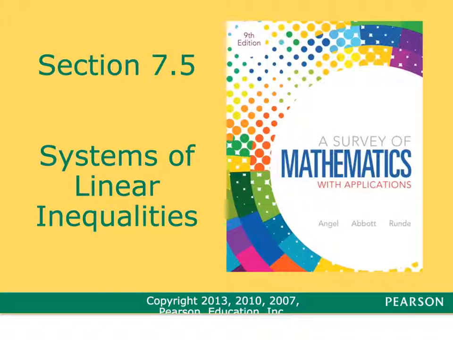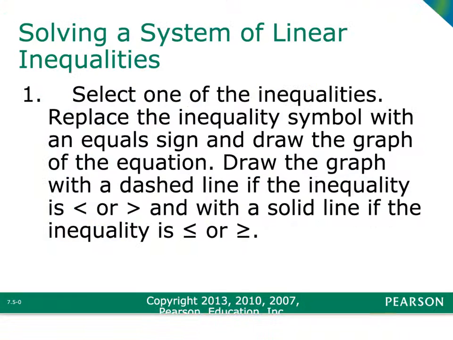Section 7.5, Systems of Linear Inequalities. When you solve a system of linear inequalities, the first thing you want to do is select one of the inequalities. In general, you want to replace the inequality symbol with an equal sign to draw the graph of the equation. Once you draw the graph of the equation, you have to decide if you use a dashed line or a solid line.